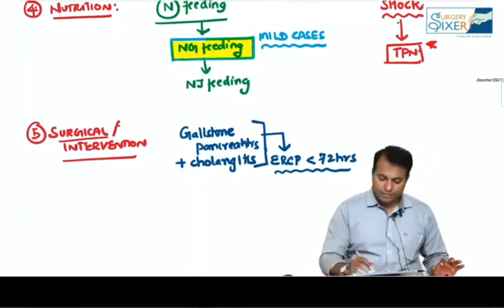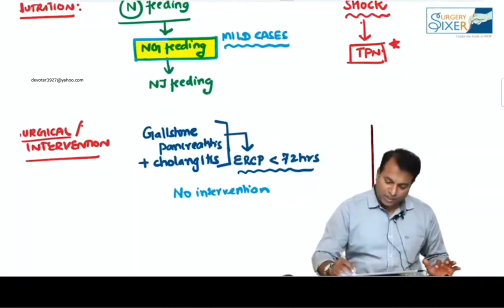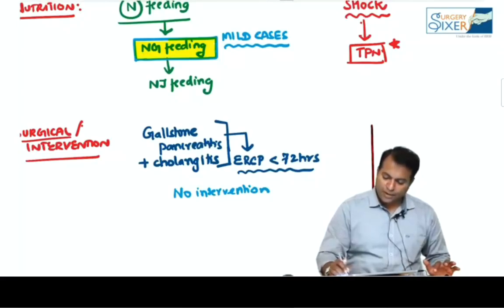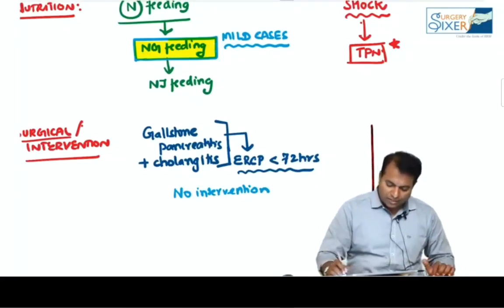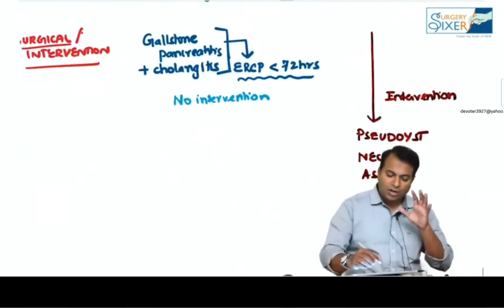And most of the time, in the mild cases, no intervention is done. Only for severe cases, we do various management, especially for pseudocyst, we do cystogastrostomy, for necrosis, we do necrosectomy, or for ascites, we do stenting. All those things. For severe cases, intervention is done. For mild cases, usually no intervention needed. And there are things which have a doubtful role.